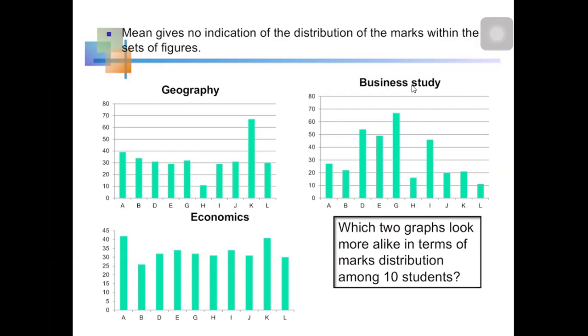Mean gives no indication on the distribution of the marks within the sets of figures. Meaning to say, mean does not show the distribution of the marks. Keteraboran data ni tidak ditentukan oleh mean. If you look at this graph, which two graphs look alike in terms of mark distribution among the 10 students? It's very hard for us to identify. I don't think there are two similar graphs or two similar distributions among the three subjects.